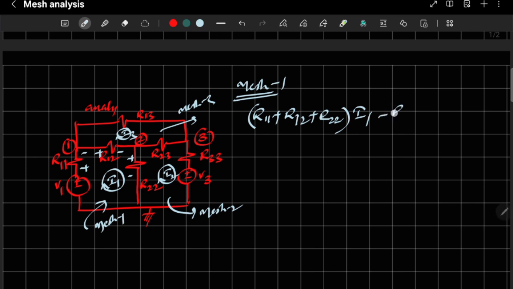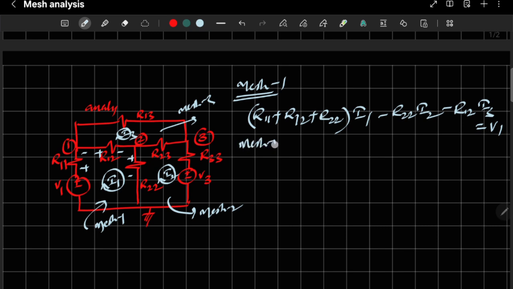Next, what is the resistor which is common to mesh 1 and mesh 2? R22. So take minus R22 into I2. What is the resistance common to mesh 1 and mesh 3? That is R12. So minus R12 into I3 is equal to, do you have any voltage rise? Yes, that is V1. Equation 1 is over.